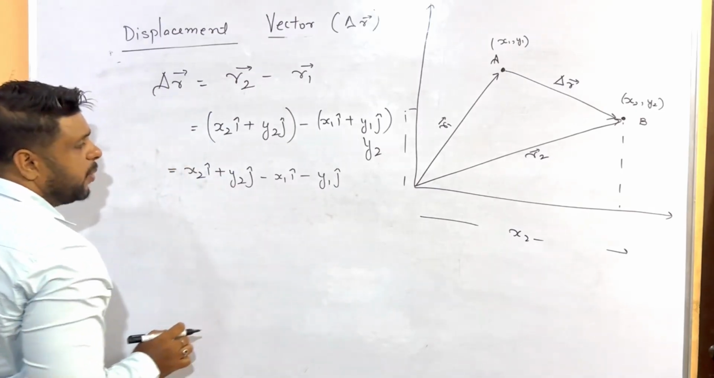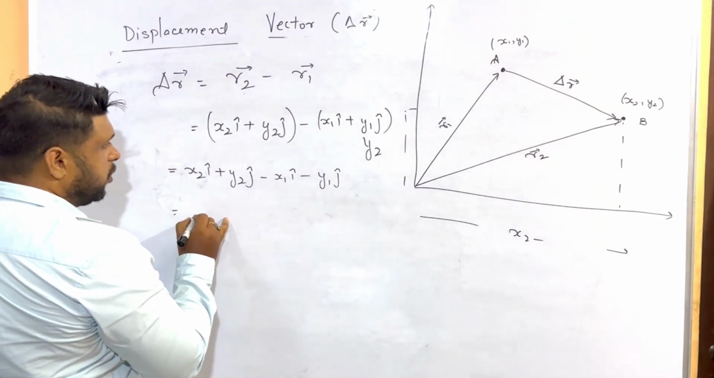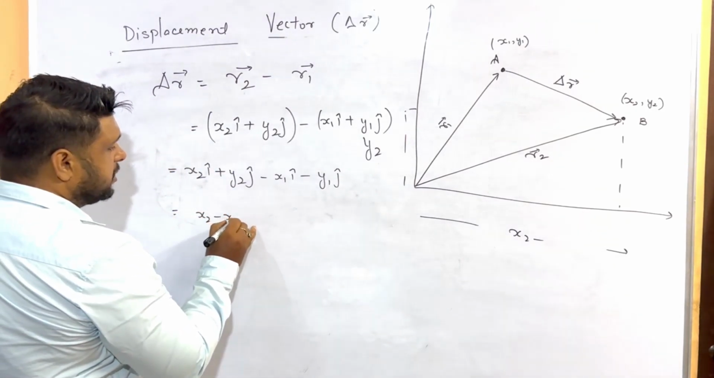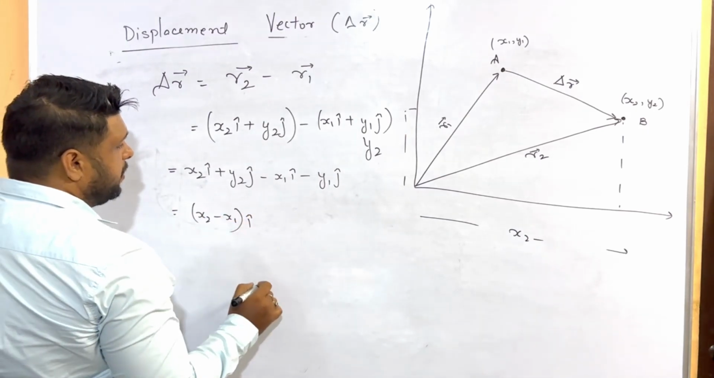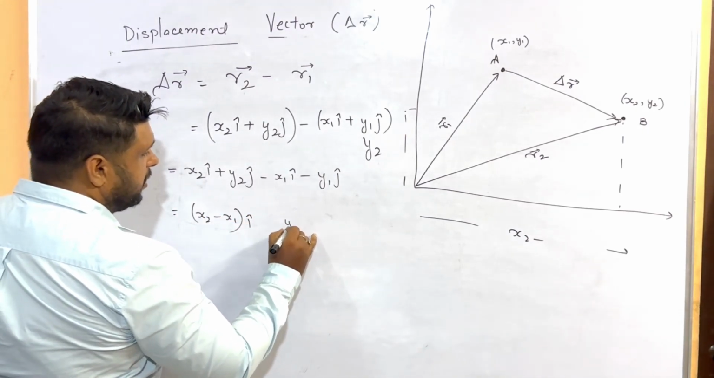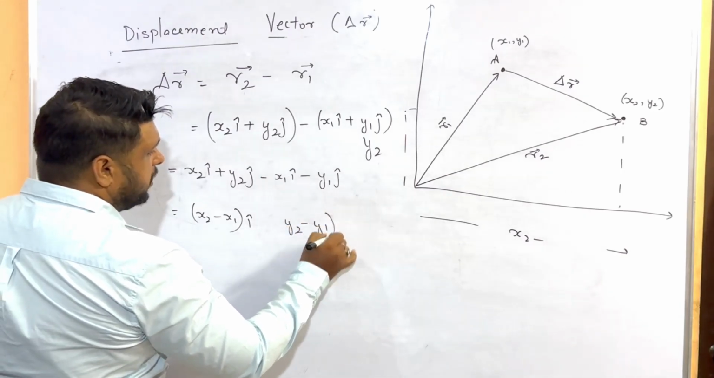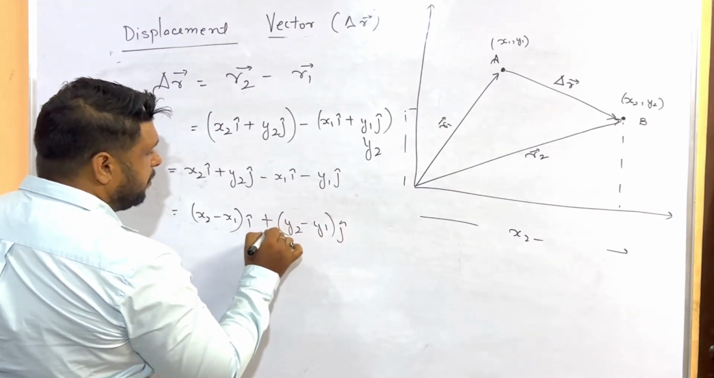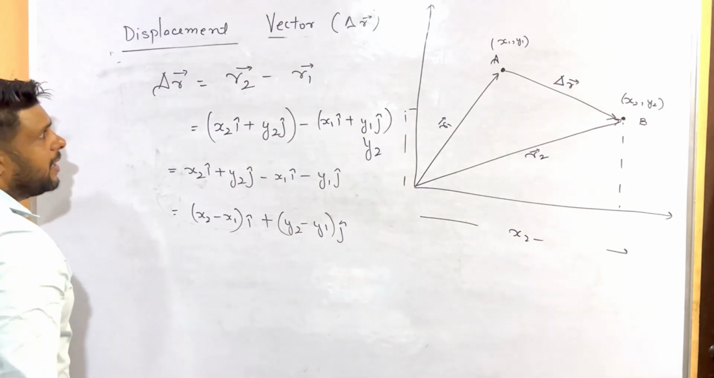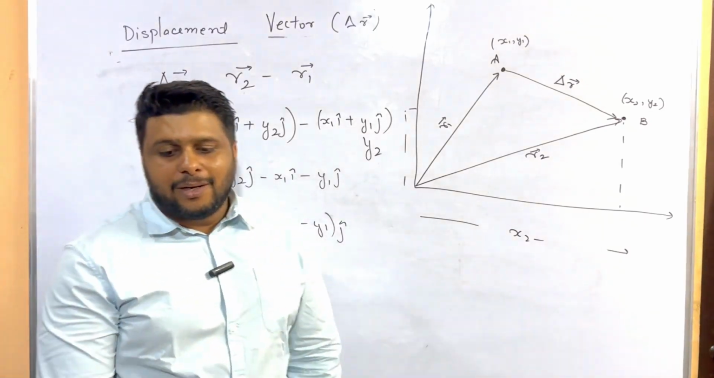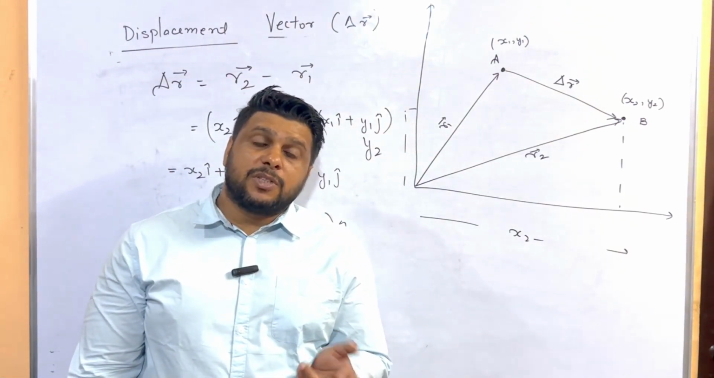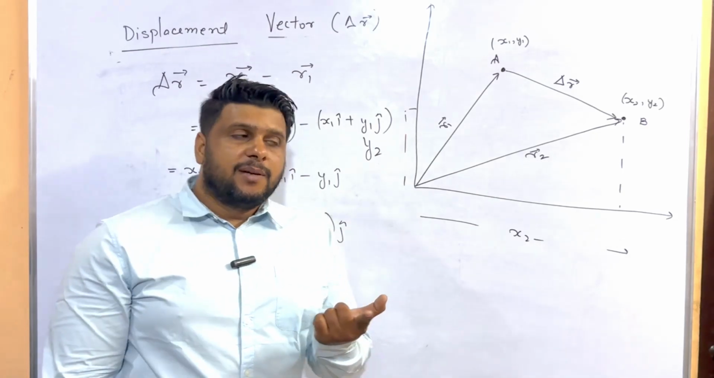Let's bring X components together. So it is going to be X2 minus X1 I cap. Similarly, we will be having Y2 minus Y1 J cap. Okay, so this is my displacement vector. I hope you guys remember this one. So how do we calculate its magnitude?